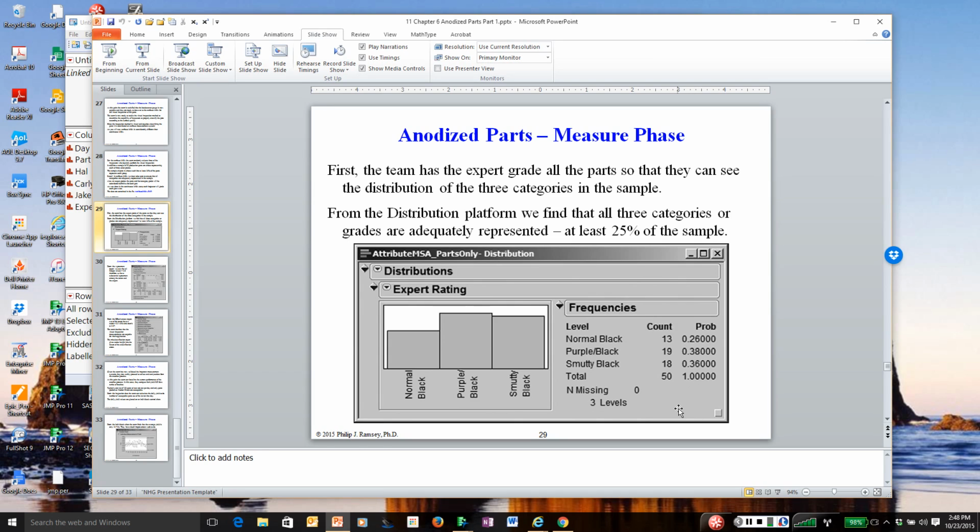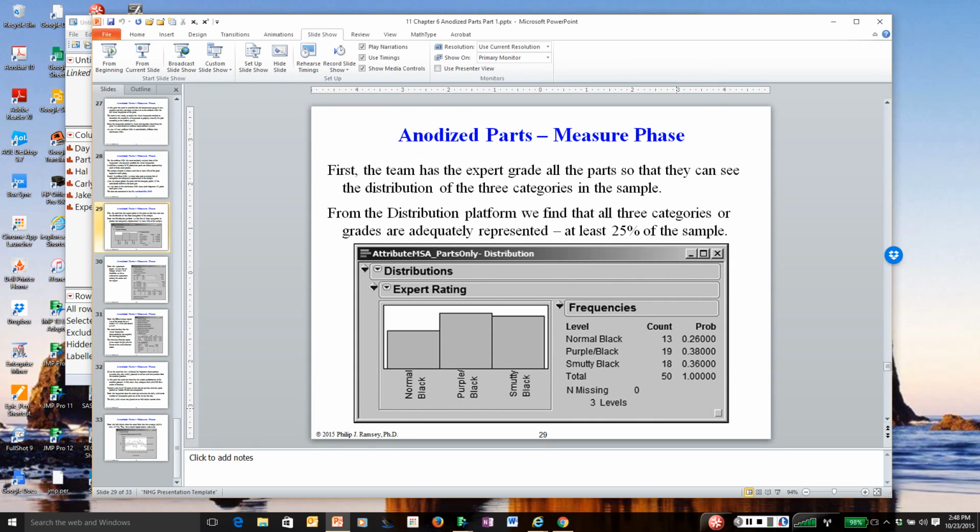So a sample of 50 parts were selected, and the breakdown is there were 13 normal, 19 purple, and 18 that were smutty. The parts were also examined by a senior inspector who was considered very good at it, and she was used as a standard. So let's see how they did in their attribute MSA.